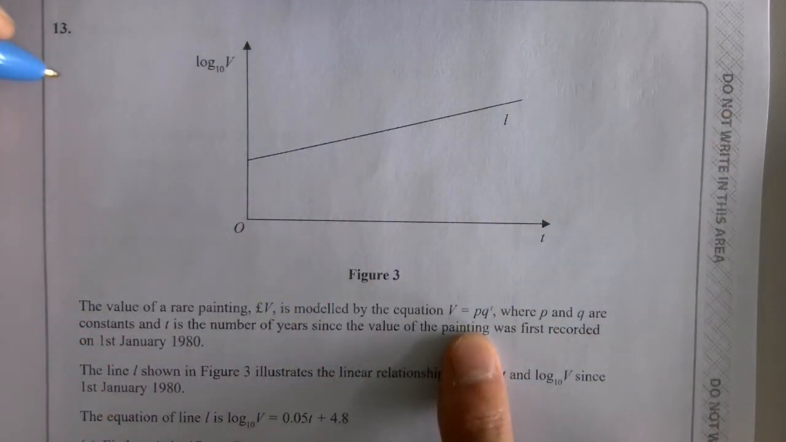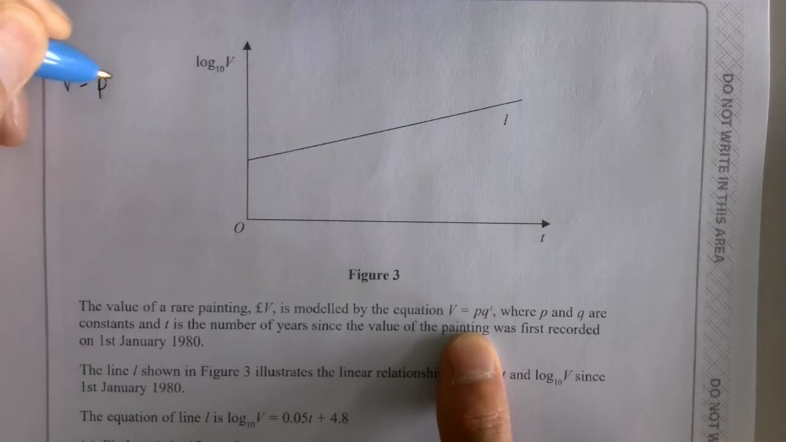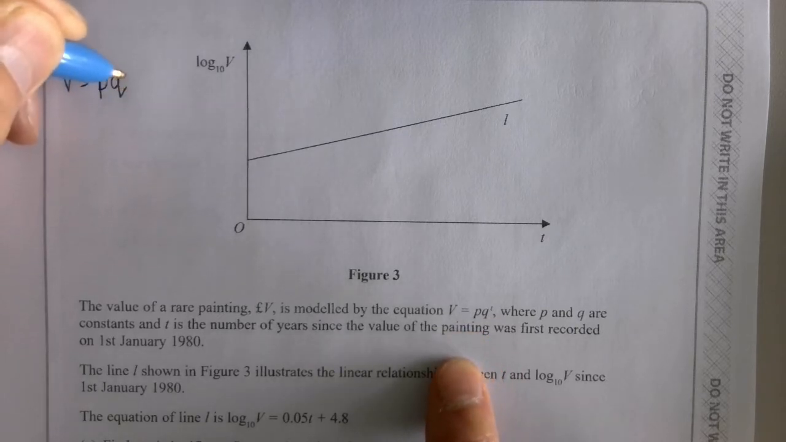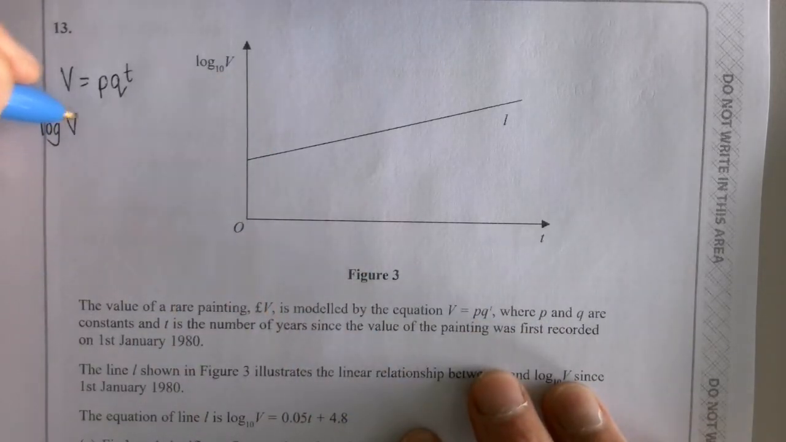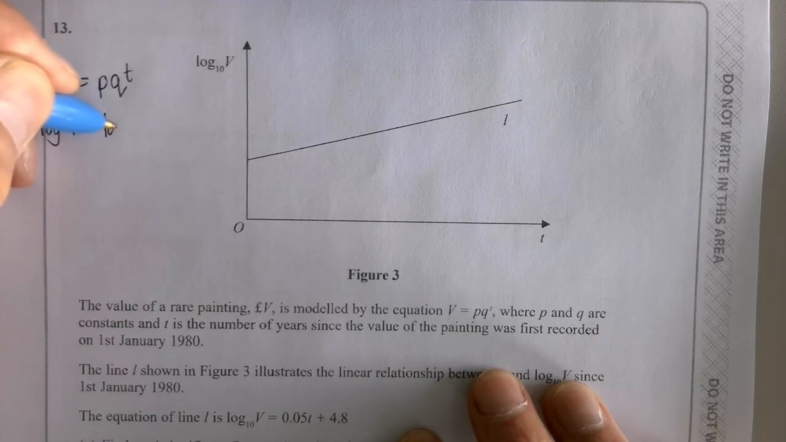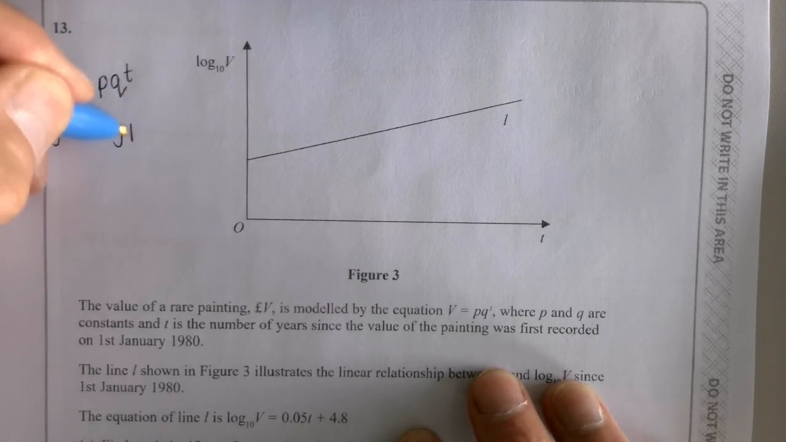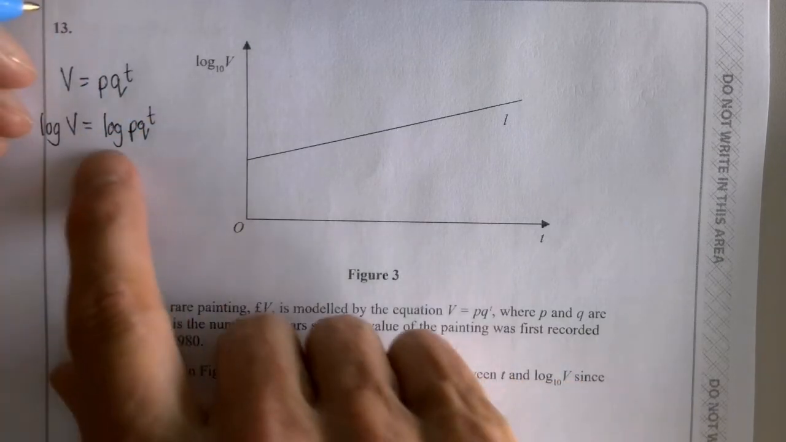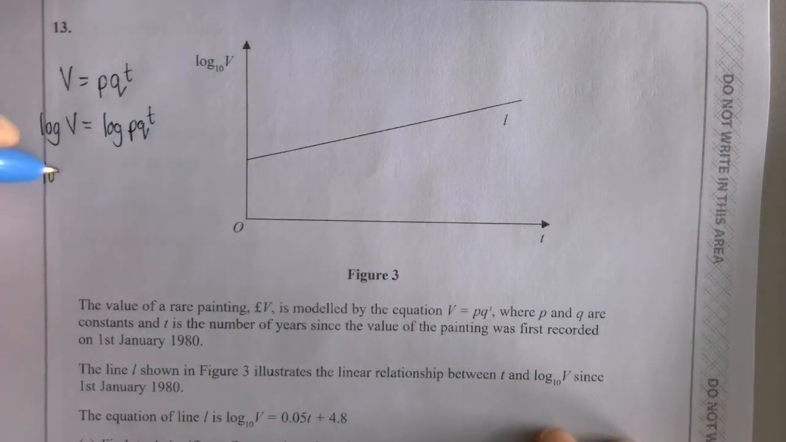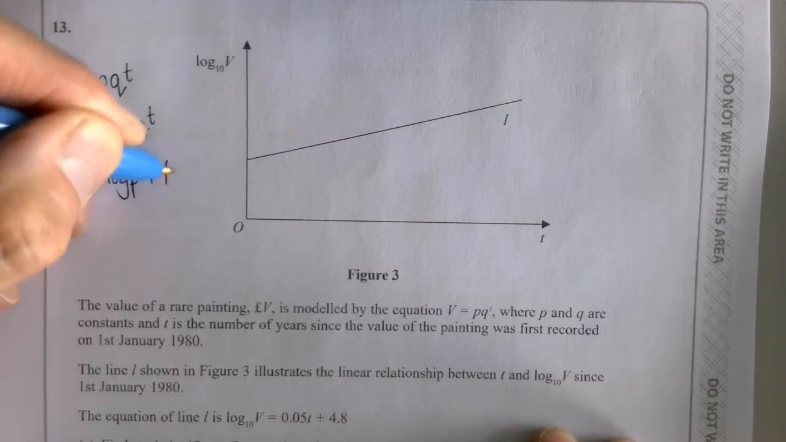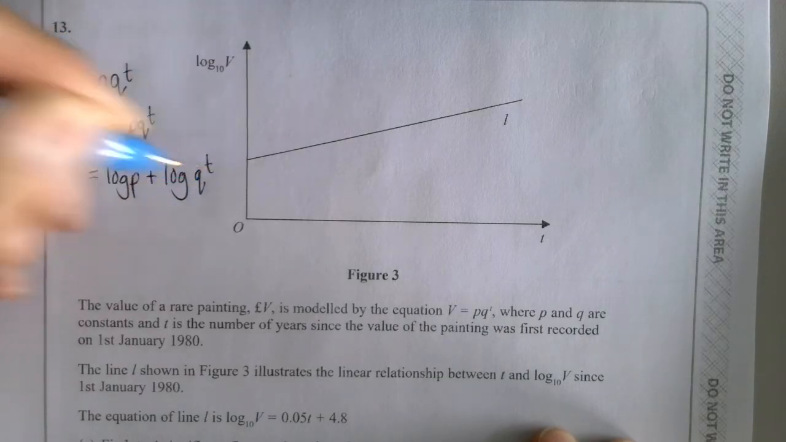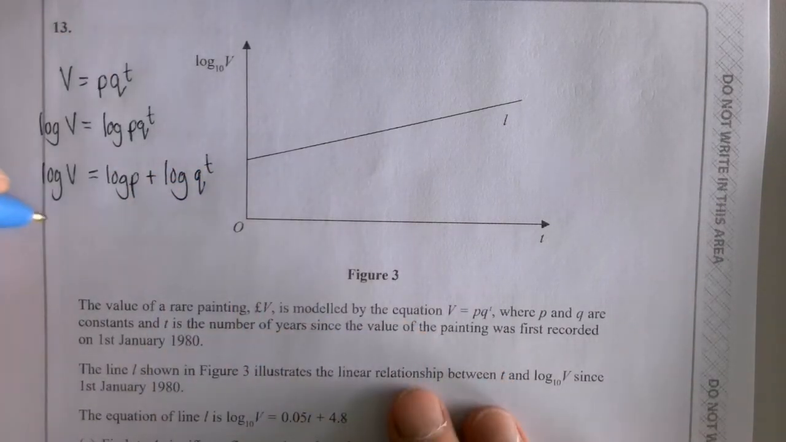We say, okay, v is equal to p q to the t. So our variable here is t. P and q are constants. We log both sides, and we're using log to the base 10. I can then use the first log rule to rewrite this as the log of p plus the log of q to the t, and then I can rewrite that using the third log rule.